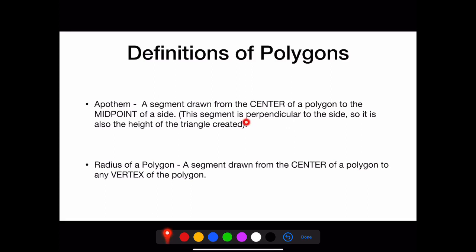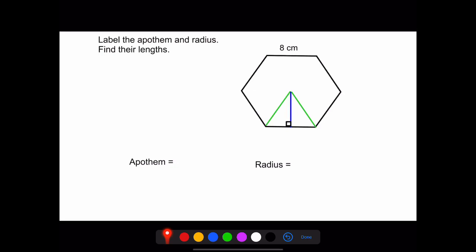It's also good to note that this is perpendicular to the side, and so it creates the height of the triangle. Now, we already talked about the radius a little bit. The radius of a polygon is a segment drawn from the center of a polygon to any vertex of the polygon. So if I were to look at this one here, it says label the apothem and the radius, find their lengths. Notice that each side is 8 on this polygon here.